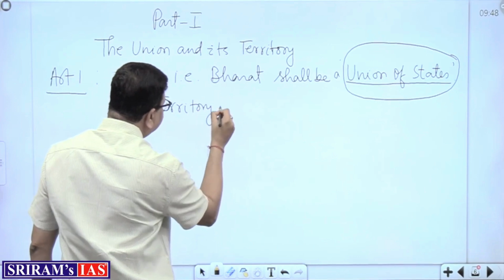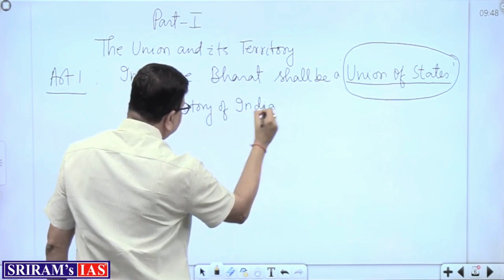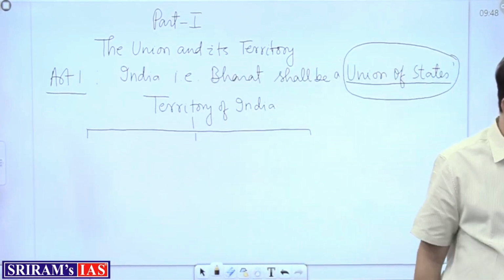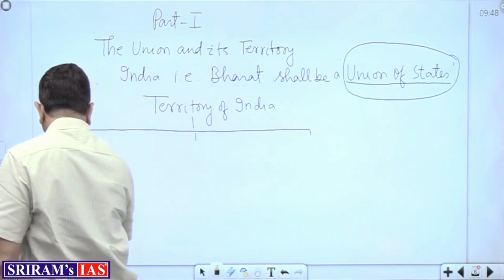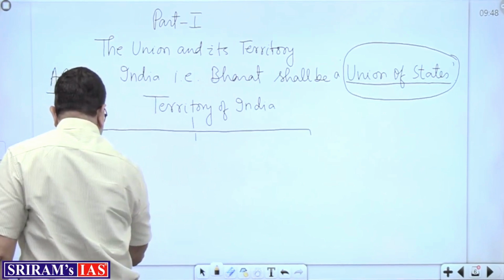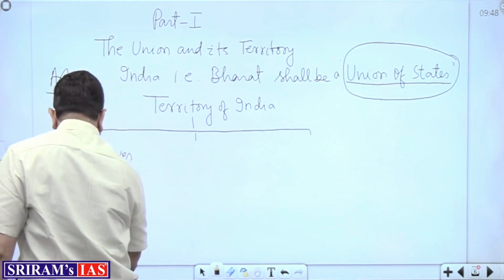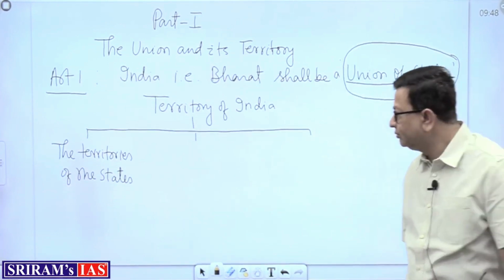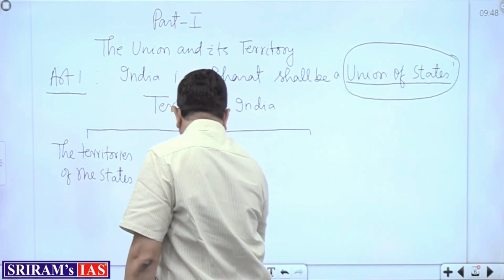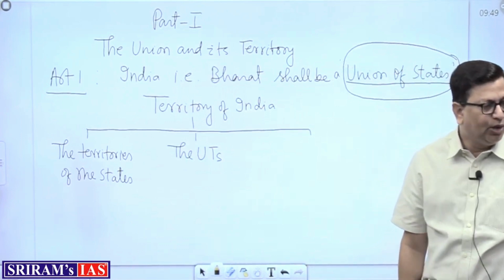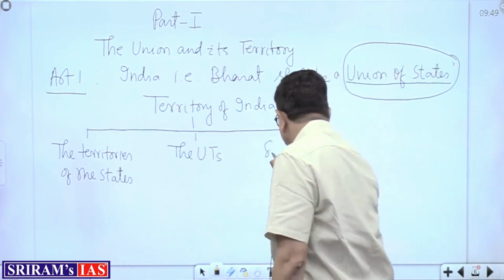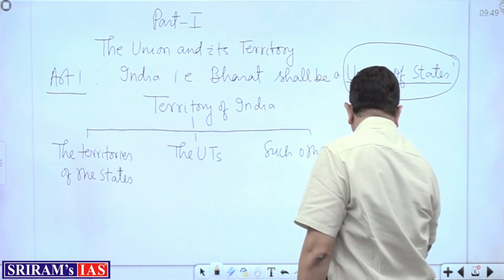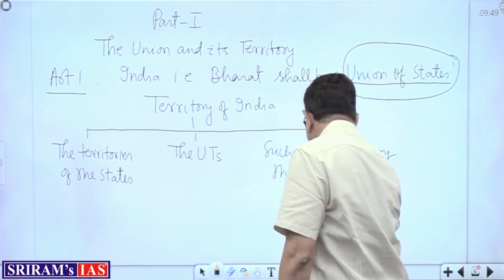The territory of India consists of the territories of the states, the union territories, and such other territory that may be acquired.